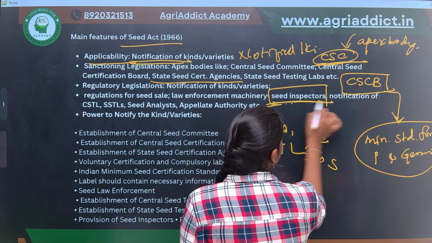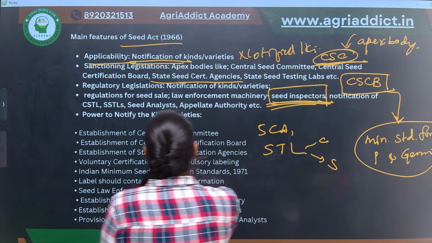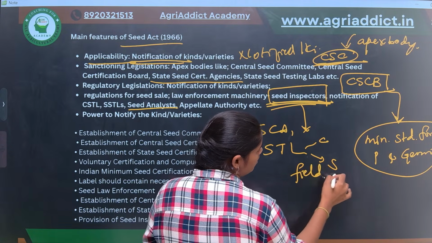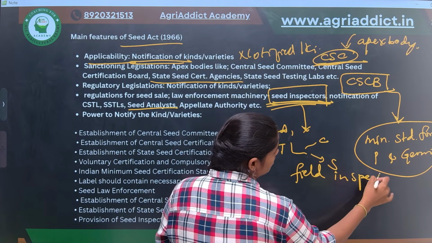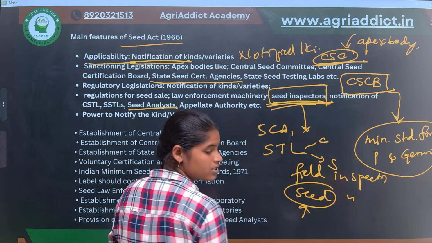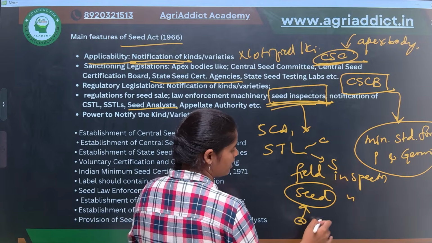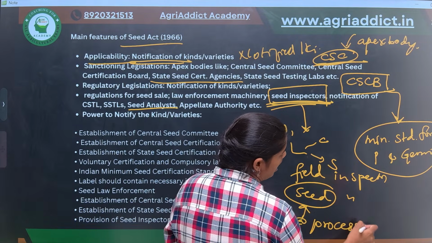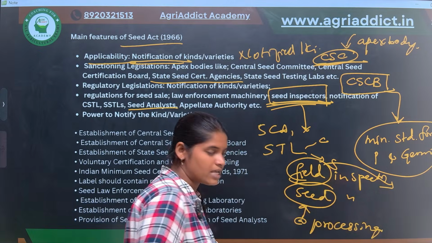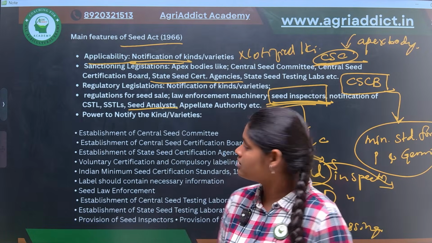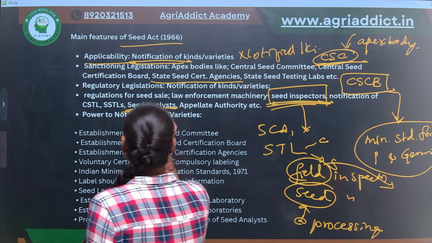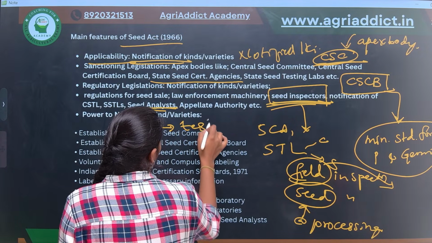That is seed inspectors and also seed analysts. What will seed inspectors do? They will do both field inspection as well as seed inspection, that means after harvesting, at the processing level. After processing, the inspectors will send samples for analysis. There comes the role of the seed analyst. What will the seed analyst actually do? He will test the quality, right?